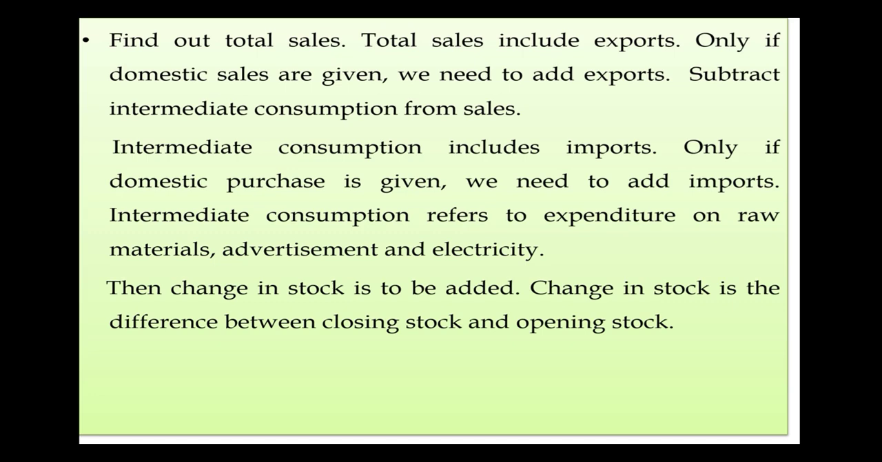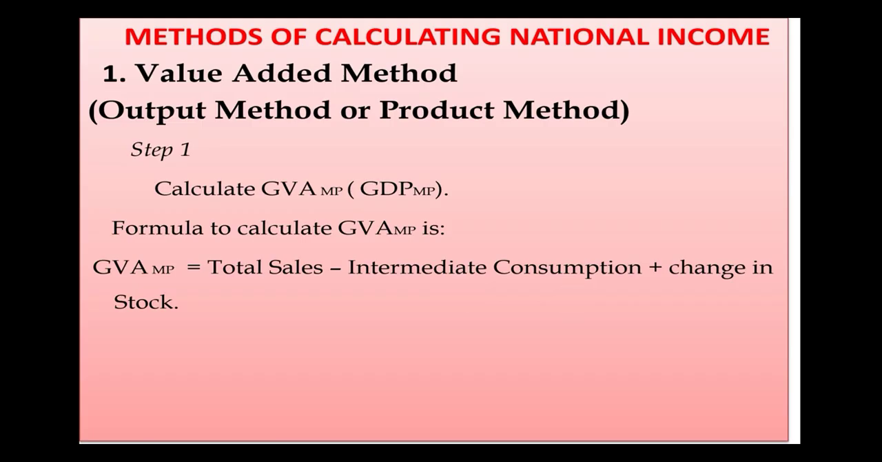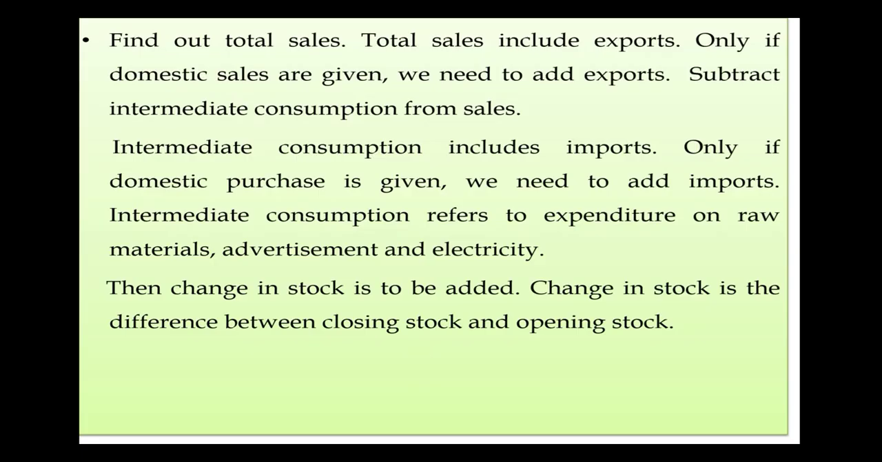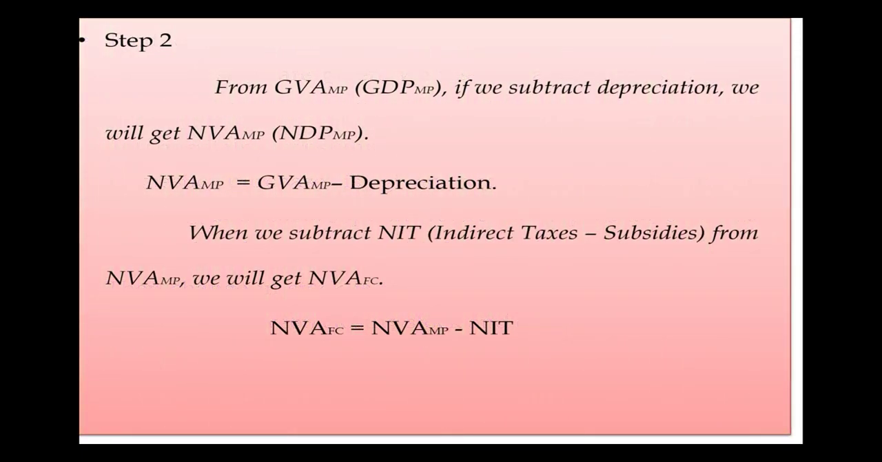I hope you understand, total sales mean how much total sale of a firm or of a country in one accounting year. We will subtract the intermediate consumption from that because it is the cost of raw material, and we will add the change in stock. Change in stock is also known as closing stock minus opening stock. We need to find out the other formulas from it.